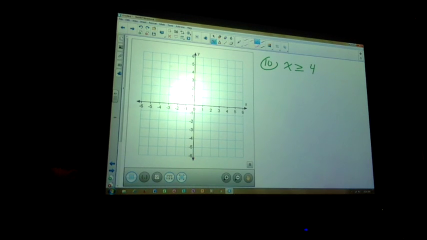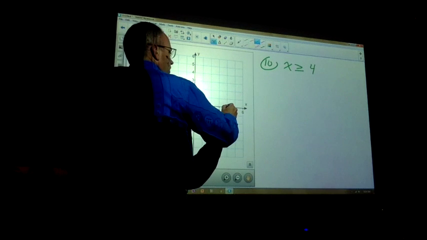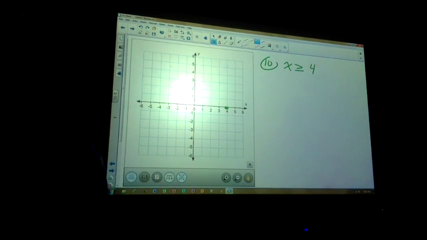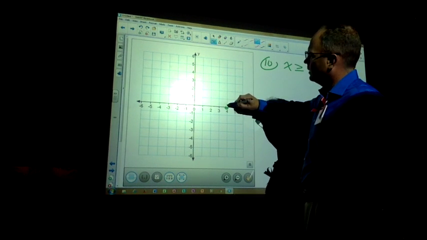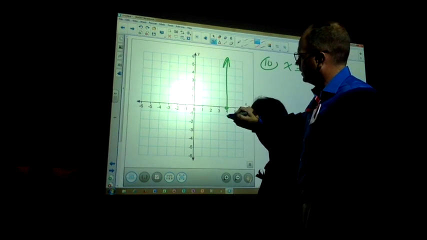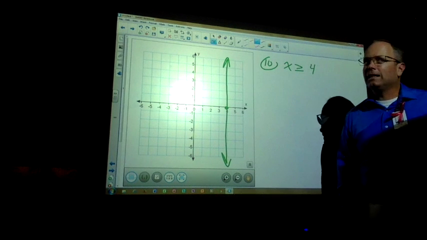Let's figure it out. So this is the point x equals 4. Am I done? No. What do you mean I'm not done? I have a point. You have to graph it. What kind of graph is it? It's a vertical line. Okay, so this is a vertical line that goes right through here. Is it solid or dotted? Solid. It's not a dot.